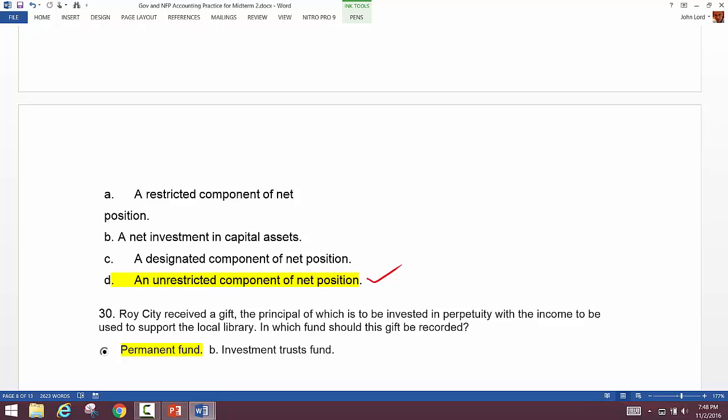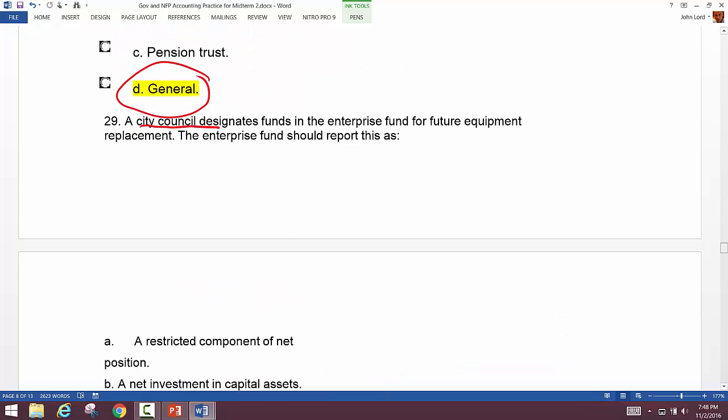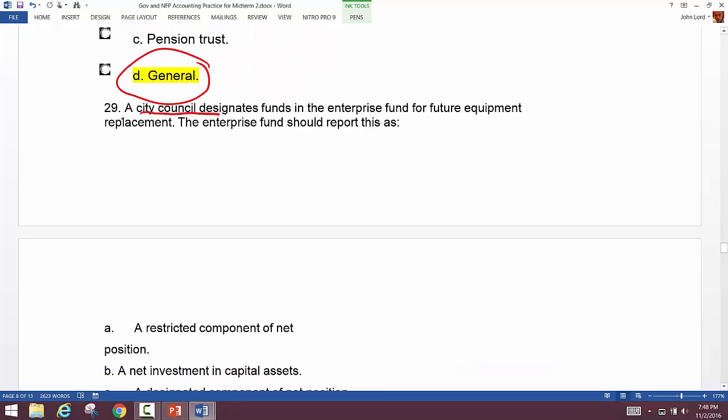And that's why I underscored here that the city council is the one who designated that. That's an internal restriction, right? Which means it's unrestricted. Internal designation means it's unrestricted. Okay? Okay, good. Let's go ahead and take a look at number 30.